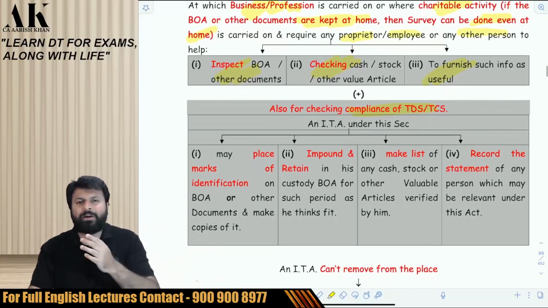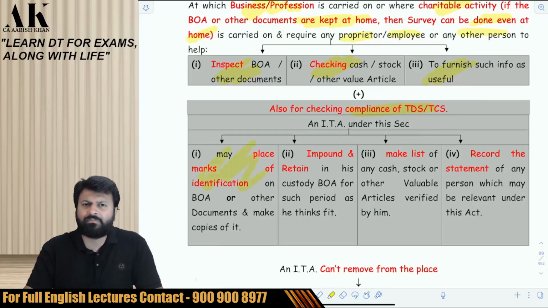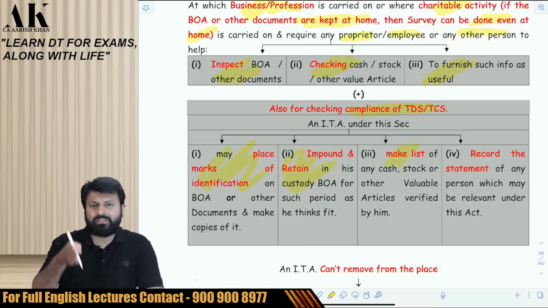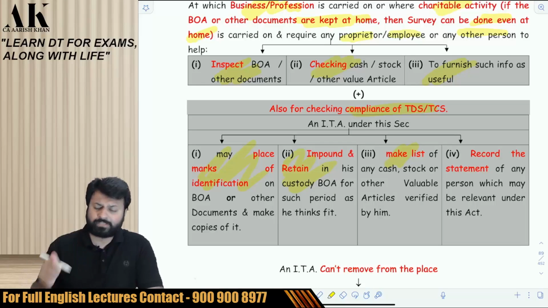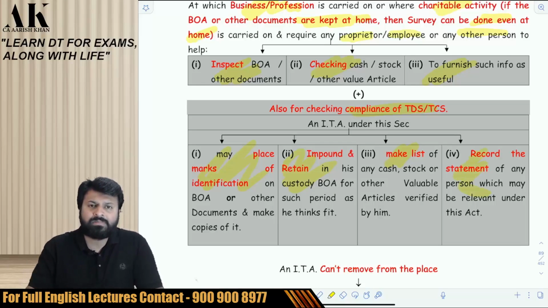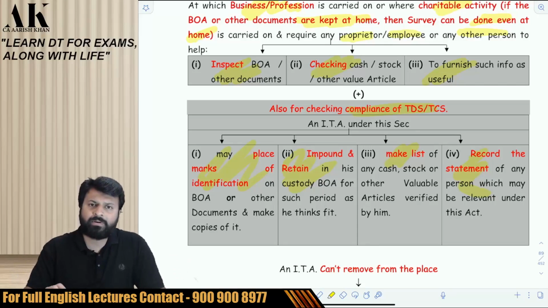Also during the survey, the department has certain other powers, like they can place marks of identification, meaning they can put some marks in the books of accounts showing that they have done some kind of survey. They can also impound your books of accounts. They can retain and take the books of accounts. They can make a list of all the stock, all the cash, all the assets available with the assessee on the date of survey. They may also record a statement of the assessee or any other person, saying we have done survey, please give a statement, so that later on the assessee should not back out that there was no survey. There has to be a statement signed by the assessee which says that the survey was done on time.